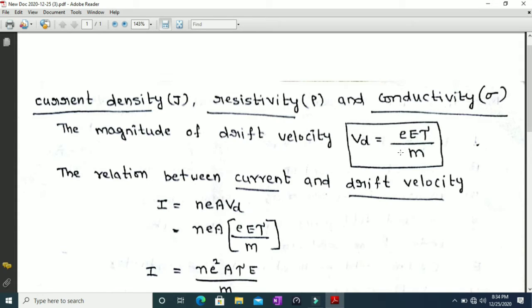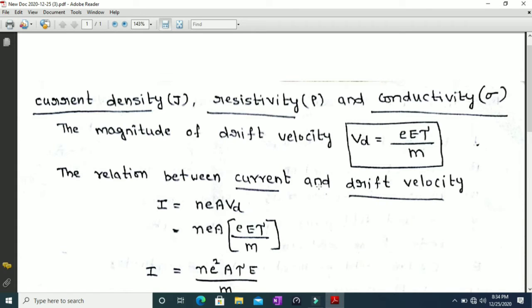In this expression, small e is the charge of electron, capital E is the electric field, tau is the relaxation time, the time interval between two successive collisions of the free electrons with the fixed ion, and m is the mass of the electron. This is the expression for the magnitude of drift velocity.